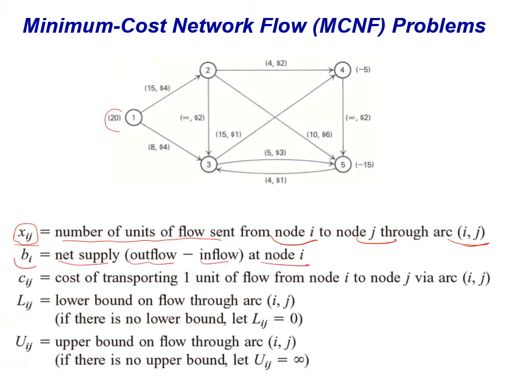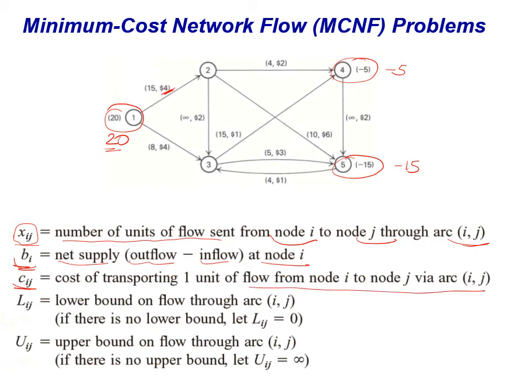Look, at this node 1, the net supply amount is 20. But in this node 4, the net supply is minus 5. And in this node 5, the net supply amount is minus 15. So this Bi can be positive or negative. If it is positive, it means that it is a supply amount. If it is negative, it means that it is a demand amount. And this Cij is the cost of transporting 1 unit of flow on this arc.